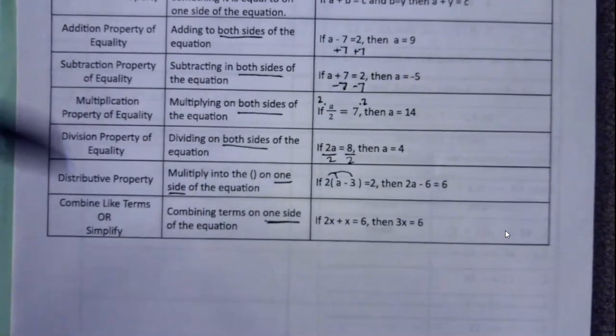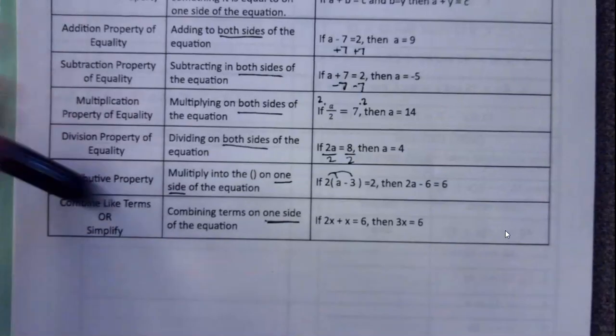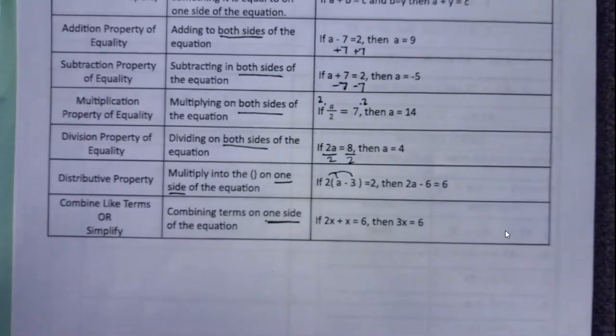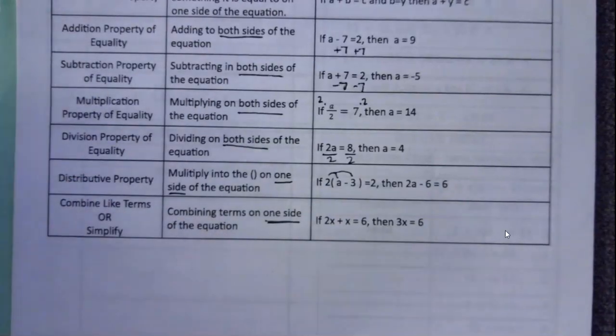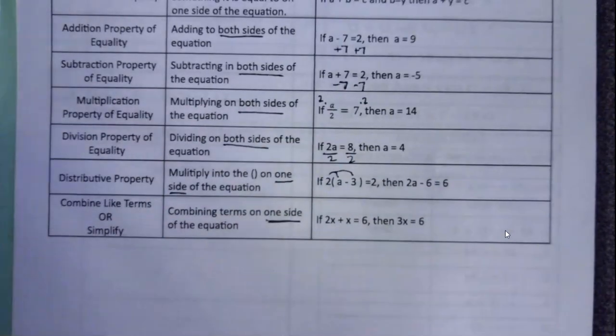And then this last one, combining like terms or simplify it. You will see it either way. They're interchangeable. But it's basically adding or subtracting, whatever you're doing, putting terms together, but just on one side of the equation. All right, let's turn the page.